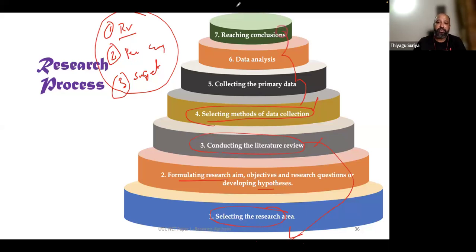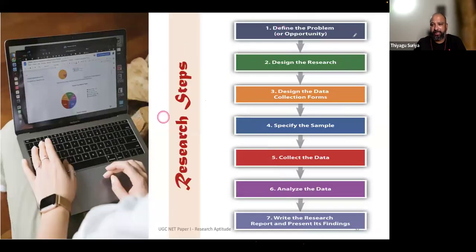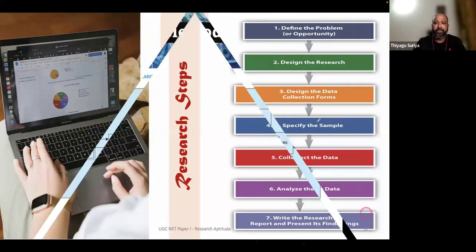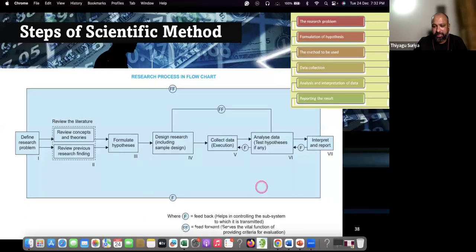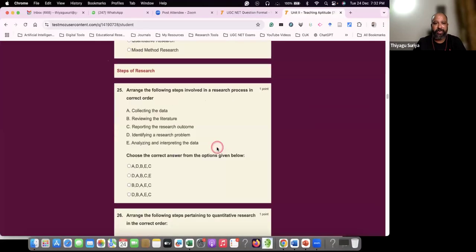These are the steps. And in some other books they give it like this: define the problem, design the research, design the data, specify a sample, collect the data, analyze the data, and write the research. They give it in a different way. Can we discuss some questions related to this? Yes. Now we can discuss some of the questions related to research. These are old questions. I'm just sharing it.